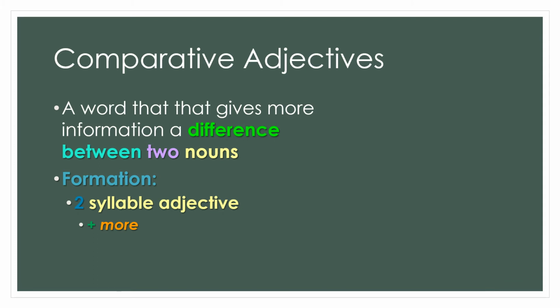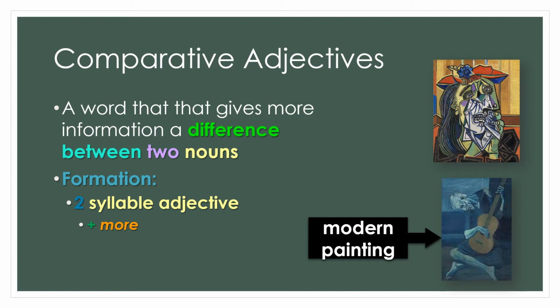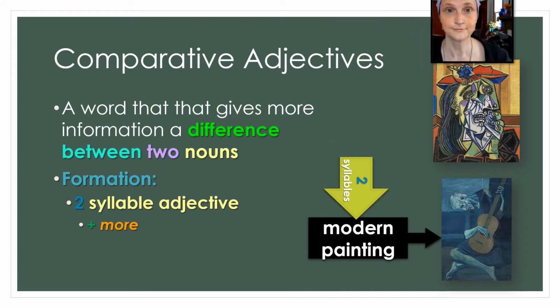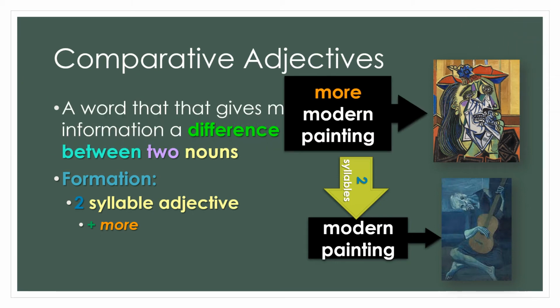Another example, modern painting. Modern, two syllables. To make modern a comparative adjective, you add the word more. This is a more modern painting than the other painting.